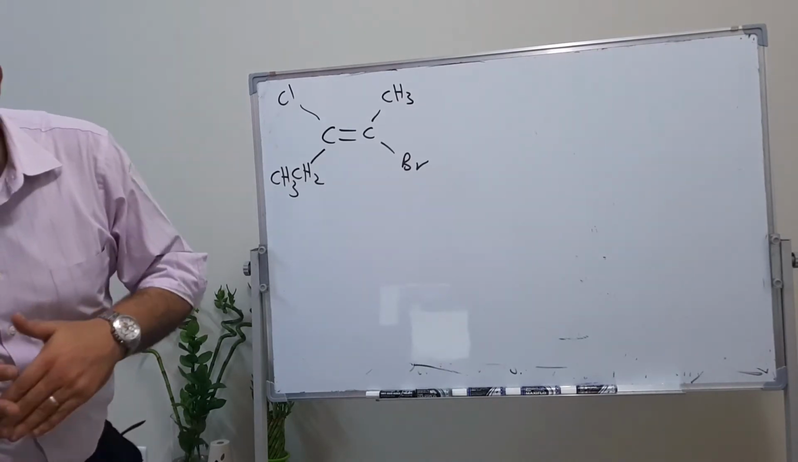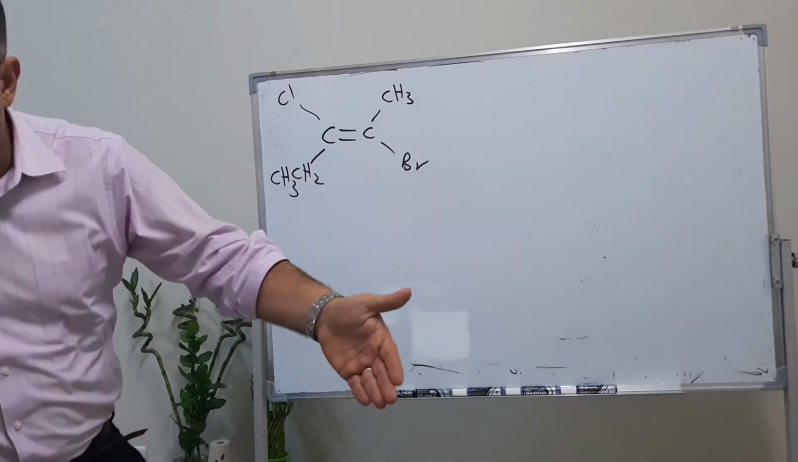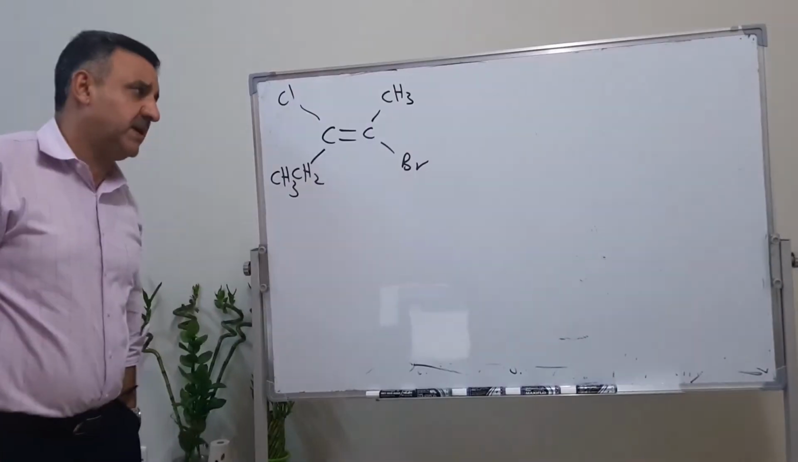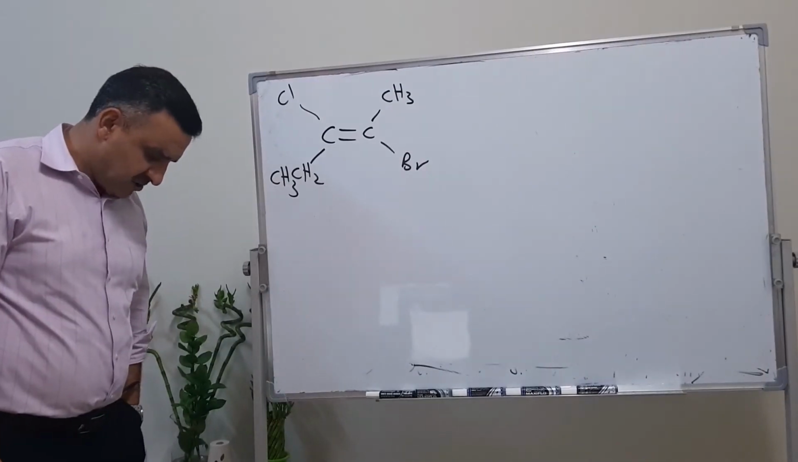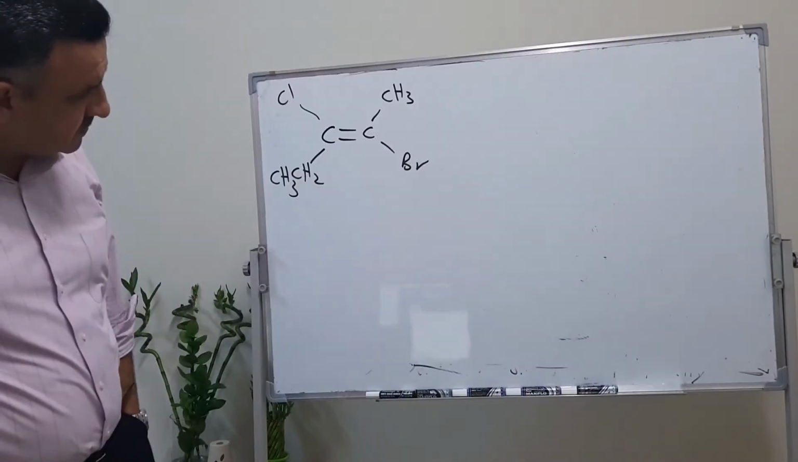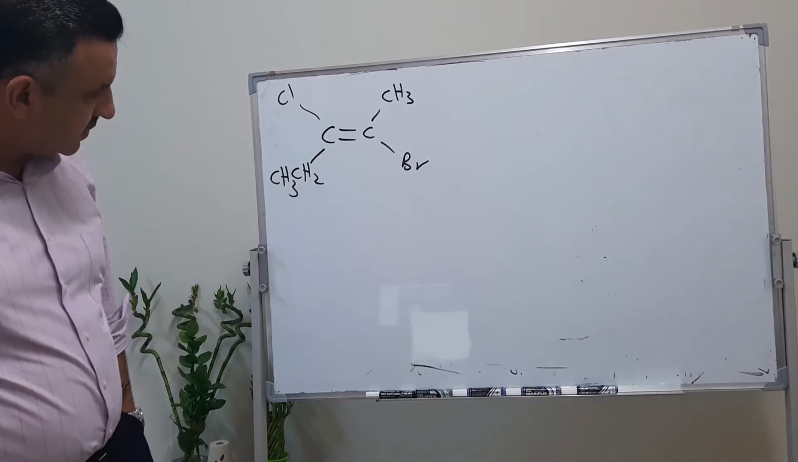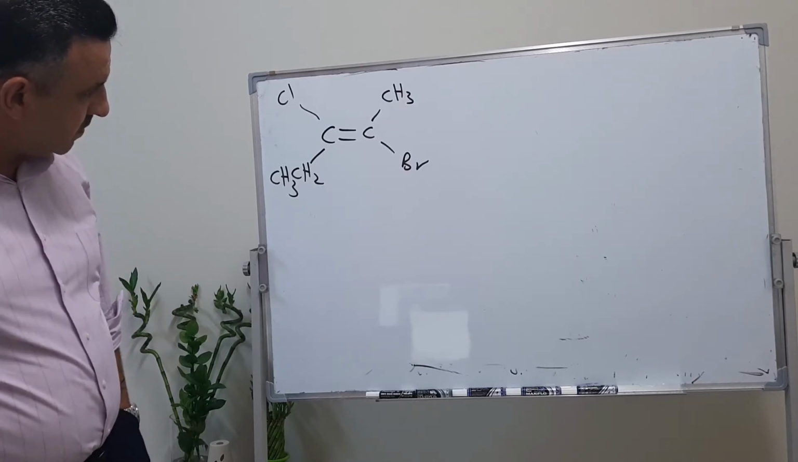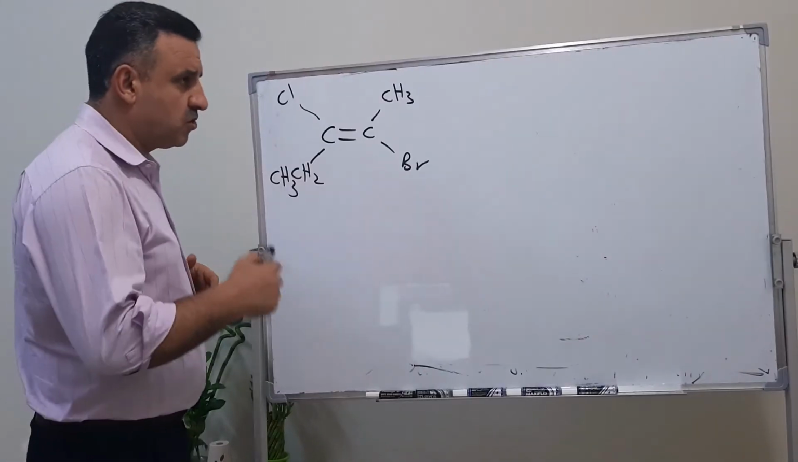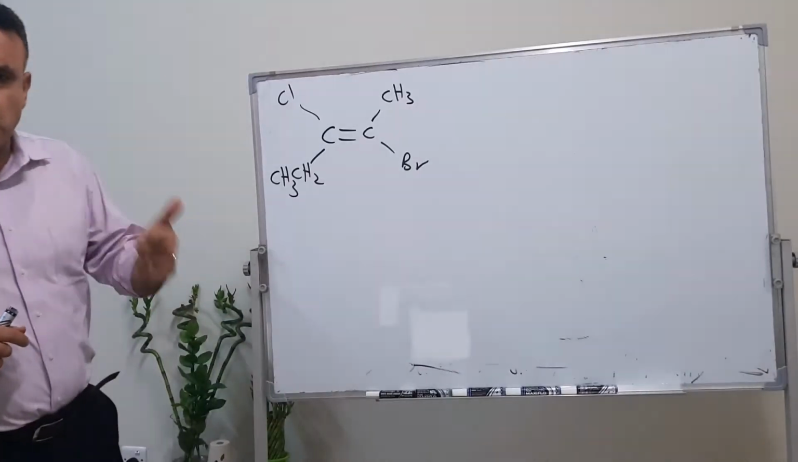No, I'm talking about the IUPAC name. Just give me the full name of this compound. What should it be? Of course, 2-bromo. Yes? 2-bromo, 3-chloro. Right. Pentene. Absolutely. 2-bromo, 3-chloro, 2-pentene.